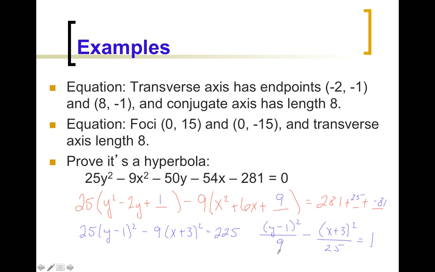We could do a little bit of just looking at this and going, oh, my center is at 1 comma negative, or sorry, negative 3 comma 1. My a value is 3, my b value is 5, which means we could solve for c if we wanted to. All right, so that leads us through those 3 types of equations.